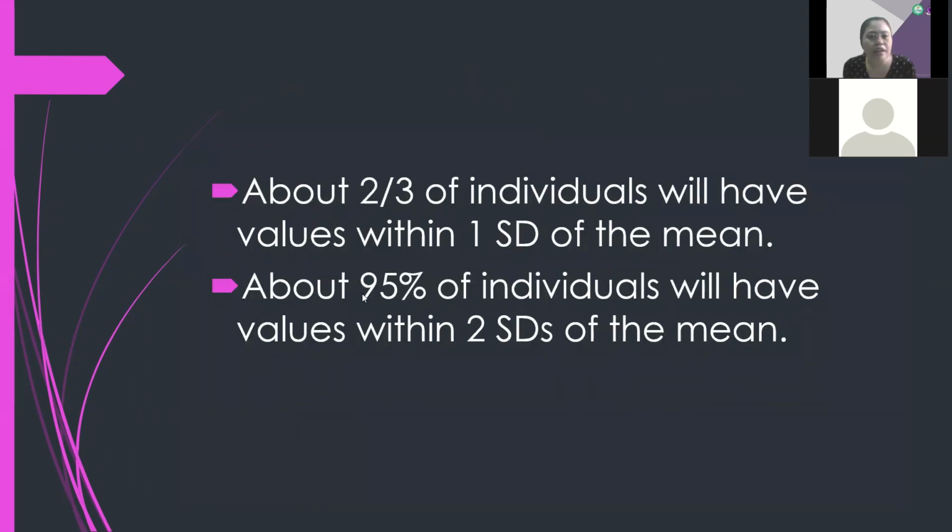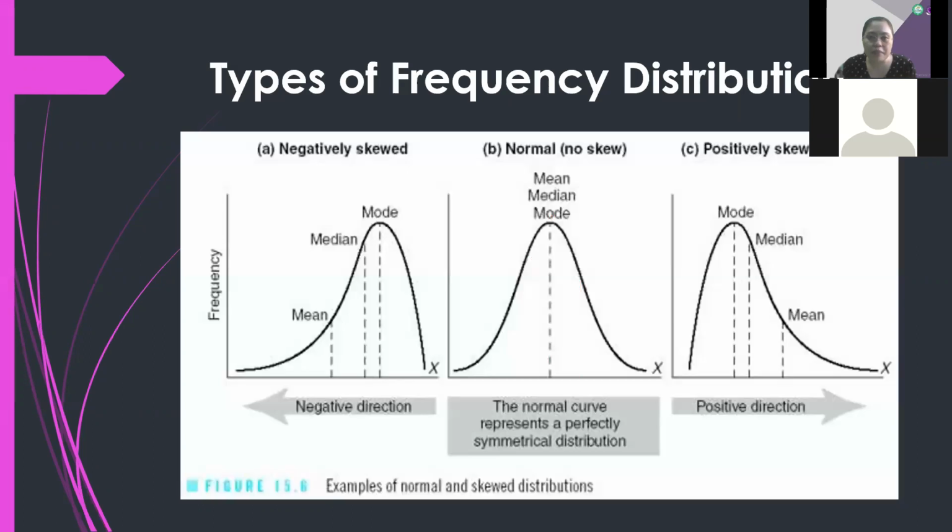And then about 95% of the individuals will have values within 2 SDs of the mean or 2 standard deviations. If this is 1 standard deviation from the mean, and then almost 2/3 of the individuals will be here, belonging here. If you have another standard deviation like this one, ayan. So this one constitutes 95% of the total respondents.